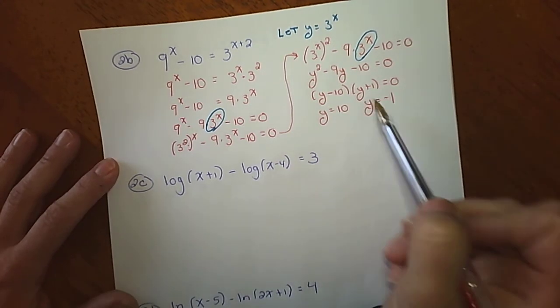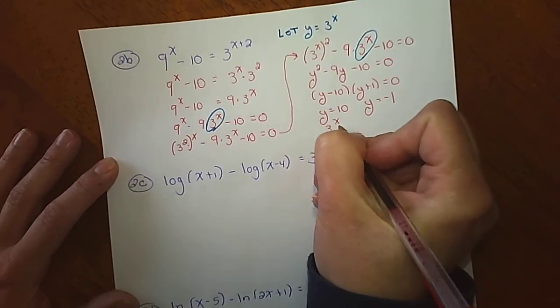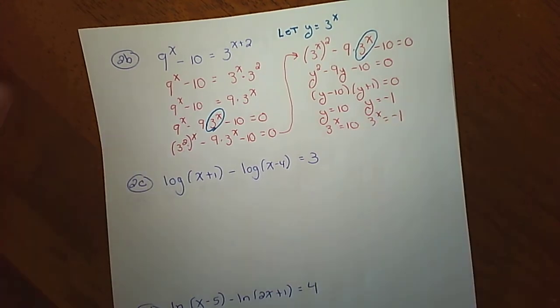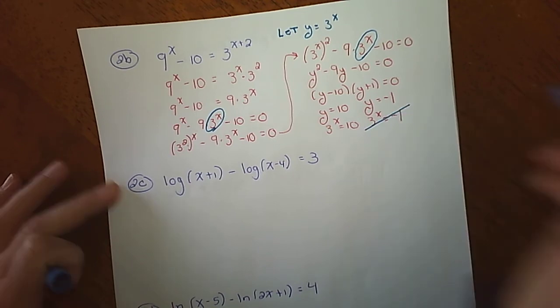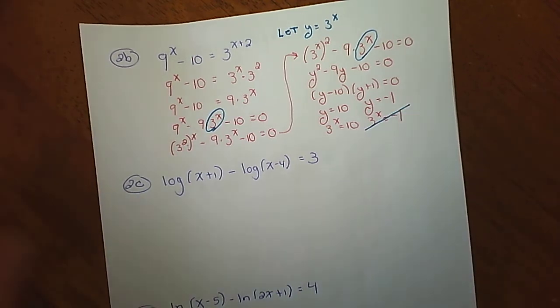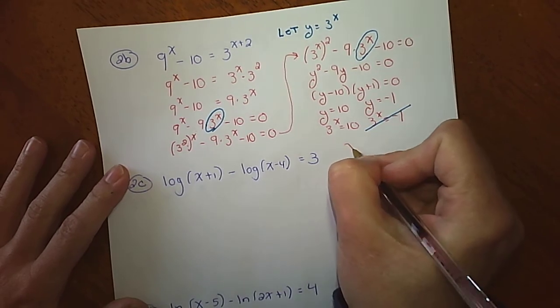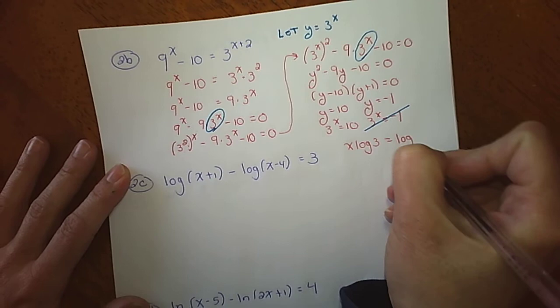All right, now at this stage, you got to bring back in your let statement. So we have 3 to the x equals 10, 3 to the x equals negative 1. And once again, 3 to the x cannot equal a negative, so I'm going to reject that one. And now I'm going to log this guy. So that becomes x log 3 equals log 10.